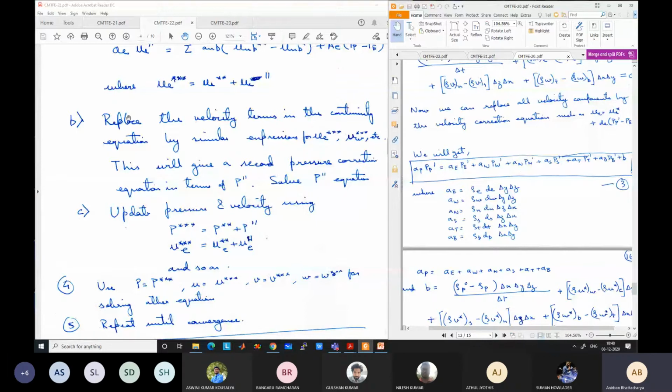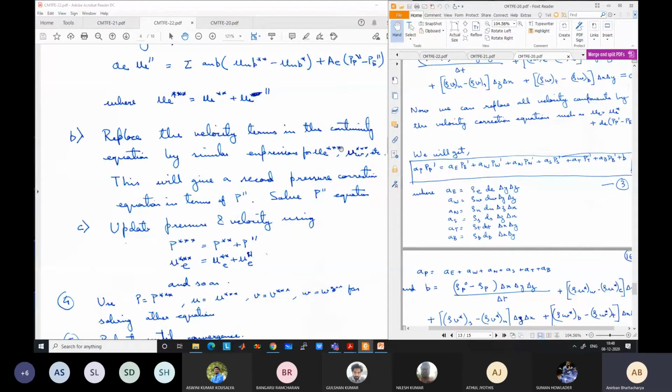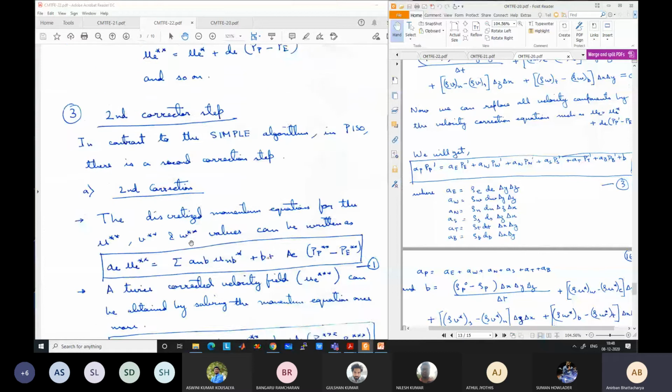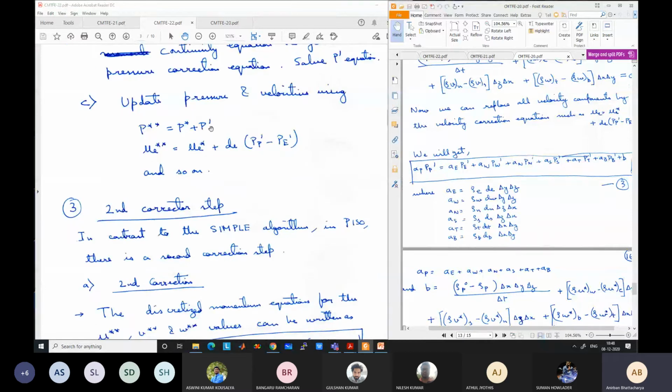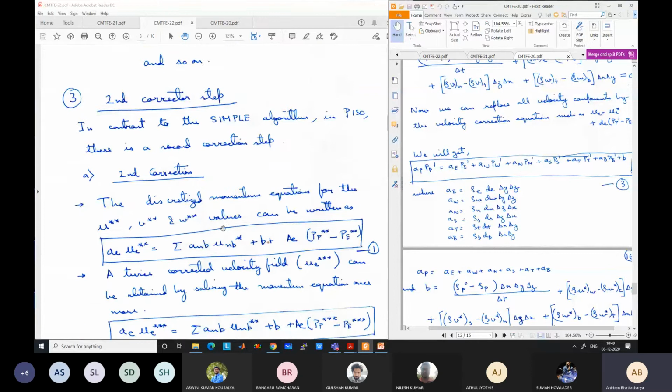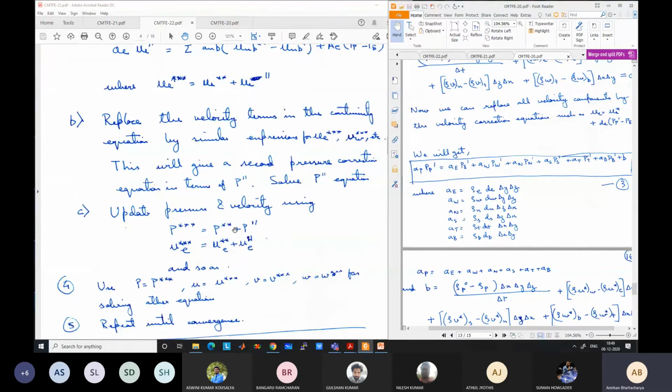So replace velocity terms in the continuity equation by similar expressions of UE triple star, UW triple star, etc. This will give a second pressure correction equation in terms of P double dash. Solve the P double dash equation. Once we get the second pressure correction, you can again update the pressure similar to the first corrector step, where we had taken P star plus P dash equal to P double star. Here we will add P double dash to P double star to get P triple star, and UE double dash to UE double star to get UE triple star.